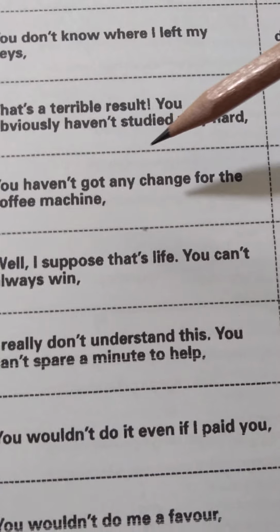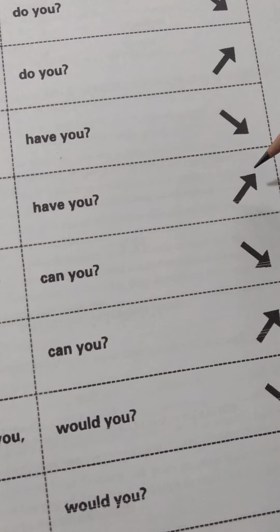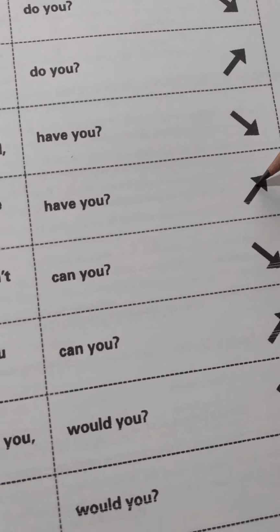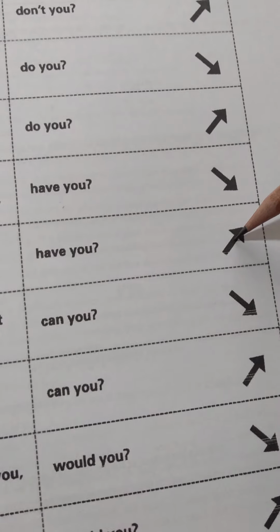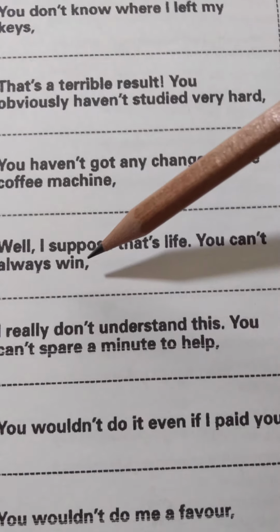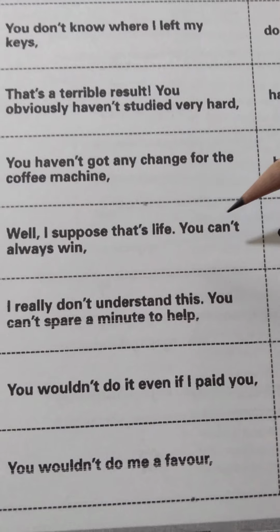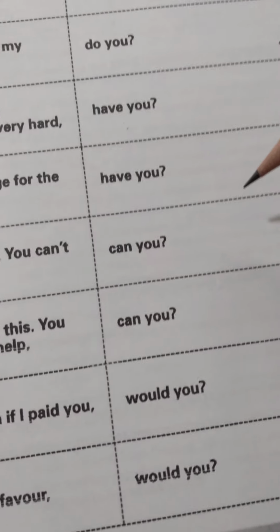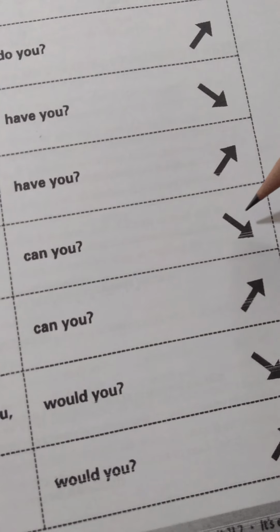You haven't got any change for the coffee machine. Have you? All right, I don't know if you have money or not. I'm trying to ask you, do you have that money? Well, I suppose that's life. You can't always win. Can you? You can't always win.